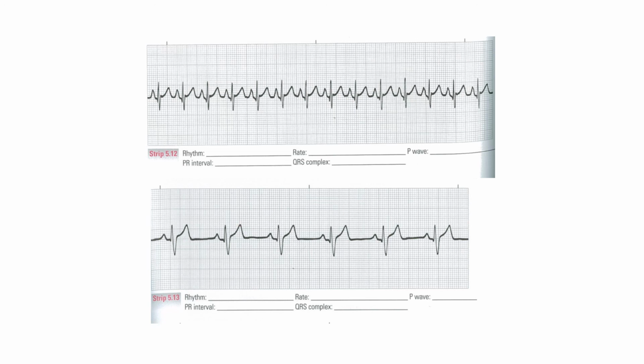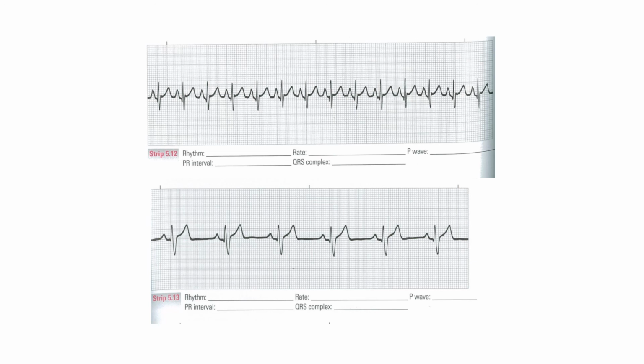I just want to go again. With the 6 seconds, again, you're only looking in between, and you have 6 complexes. You multiply that by 10, and that'll give you a heart rate around 60, but more exact is 56.